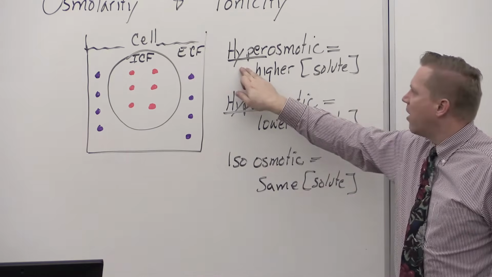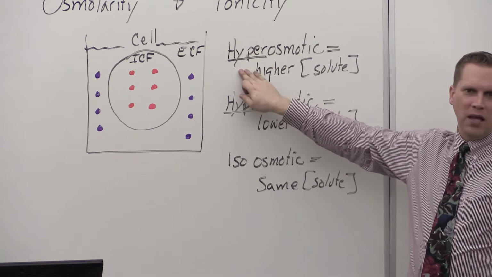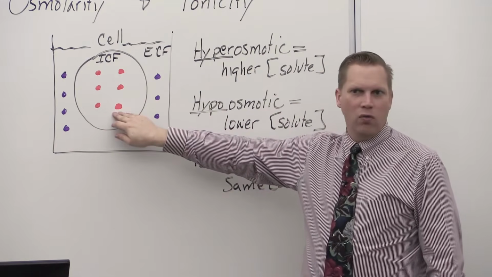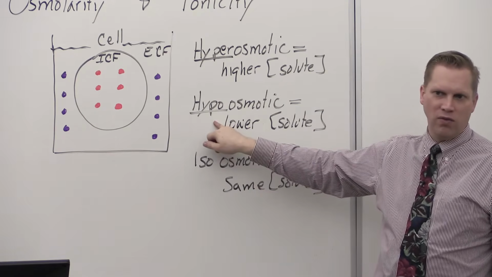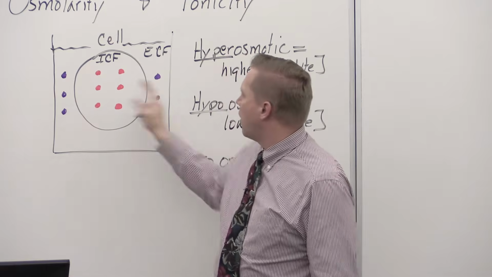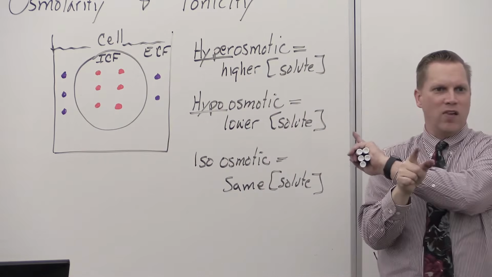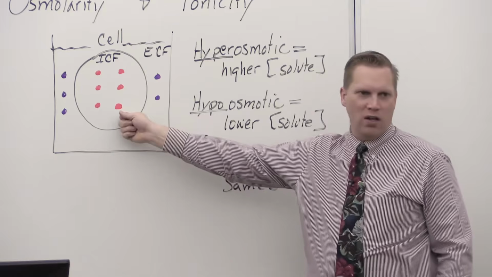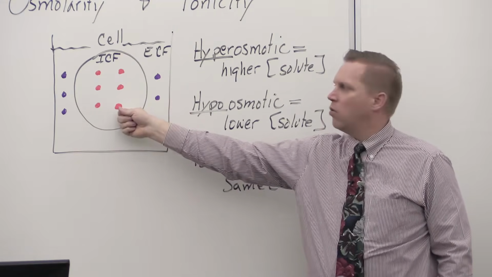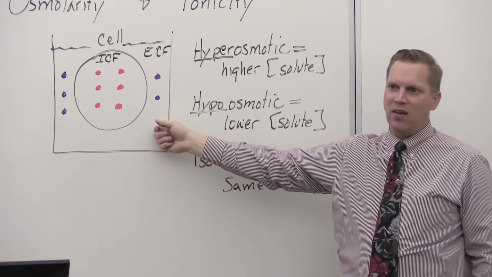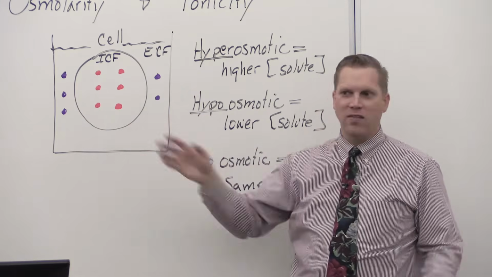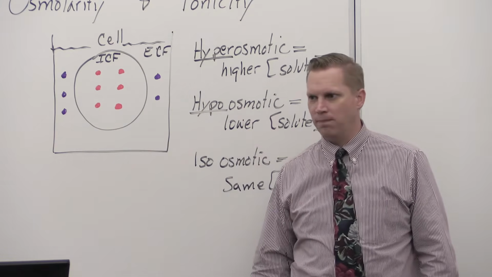That would mean that the extracellular fluid would be the hyperosmotic fluid. The intracellular fluid would be the hypoosmotic fluid. If I remove some of these dots, so now I've got 5 and 6, then that switches. Now the intracellular fluid is hyperosmotic. It has the higher amount of solute. The ECF is the hypoosmotic. It has fewer. And if you drew the same number of dots, then they both would be isoosmotic.